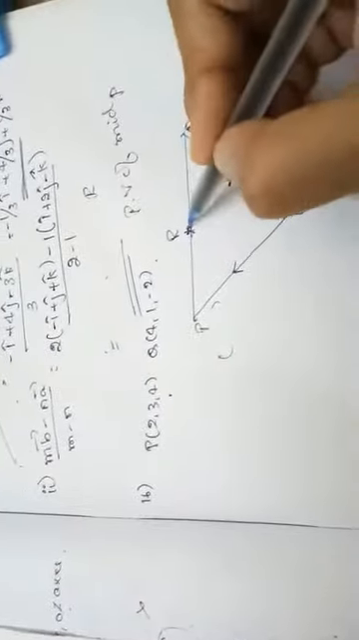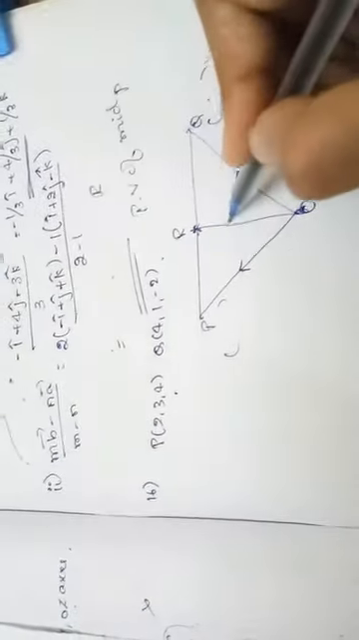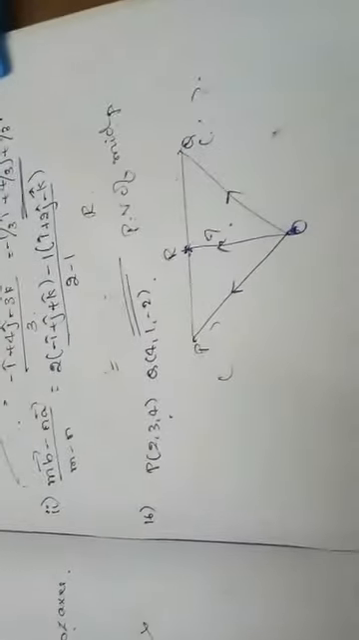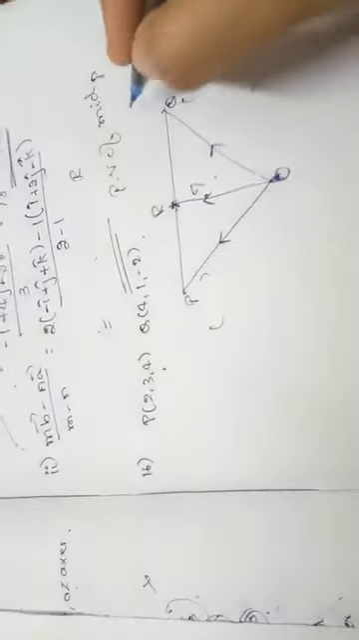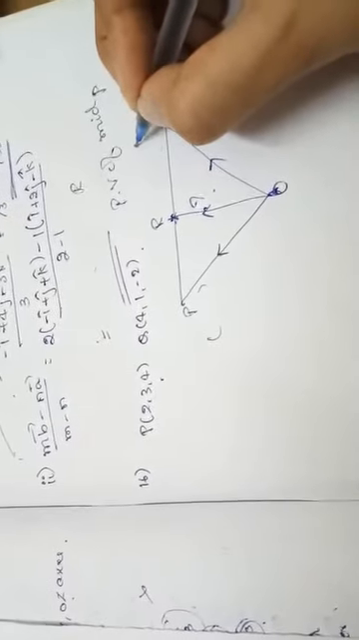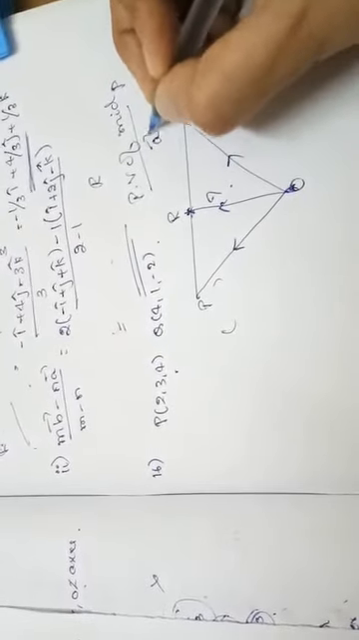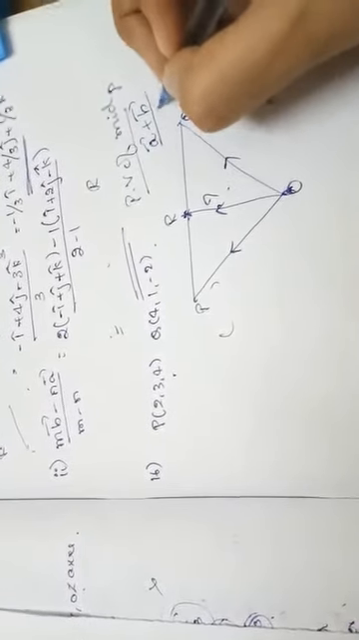So now we know the position vector OP and position vector OQ. We need to find the position vector of this midpoint, that is OR. What is the position vector of this OR? We already have the formula for the position vector of the midpoint. That is nothing but vector A plus vector B divided by 2.